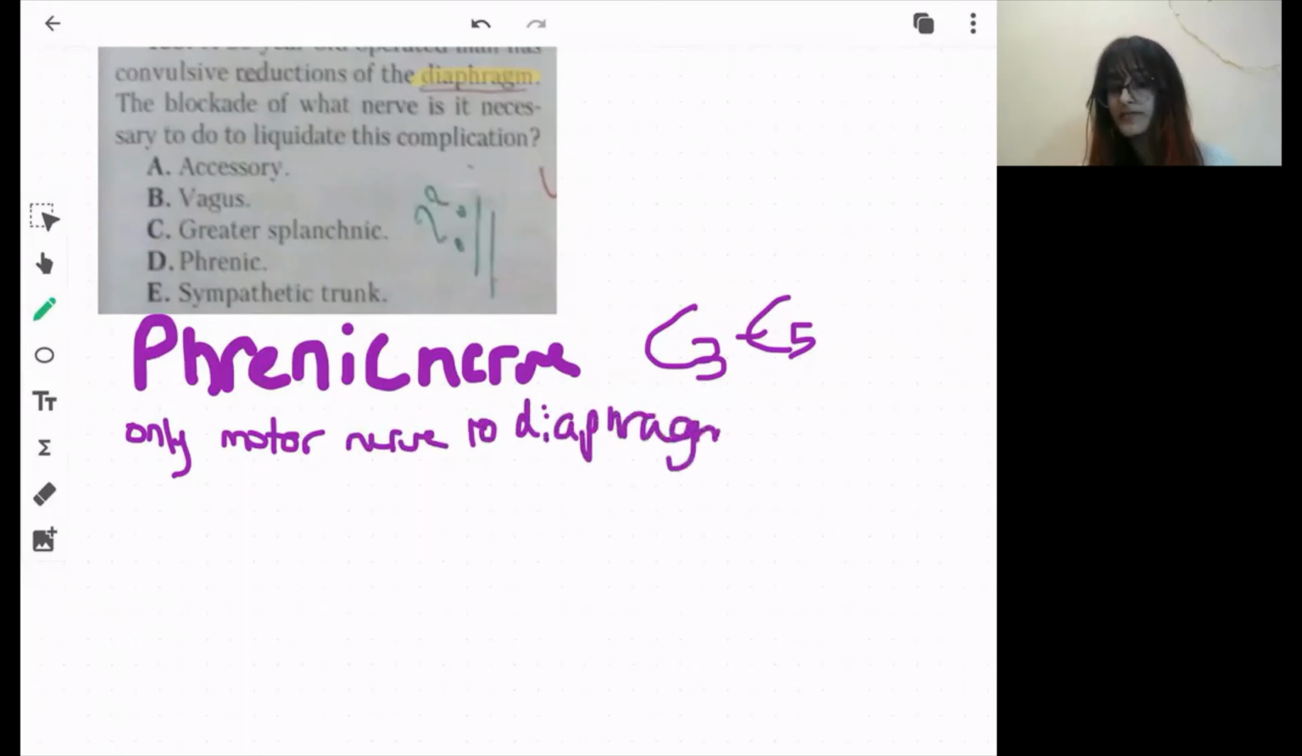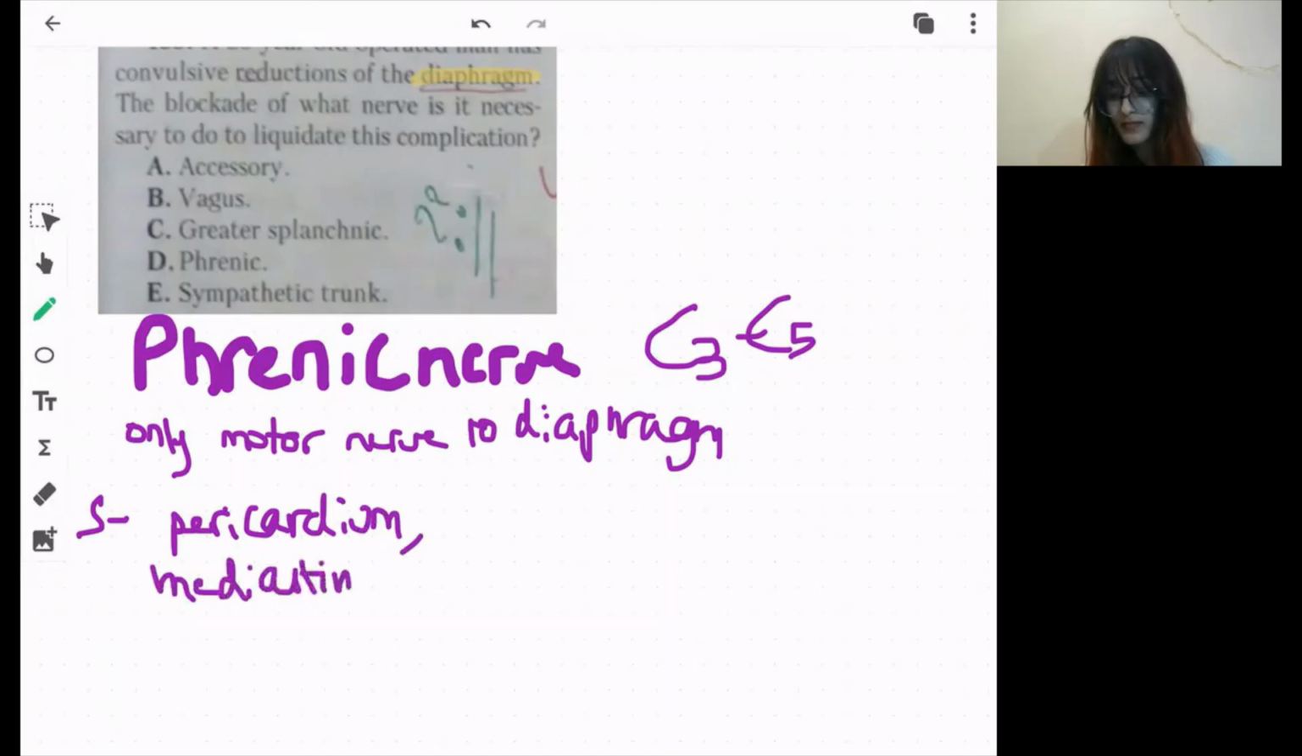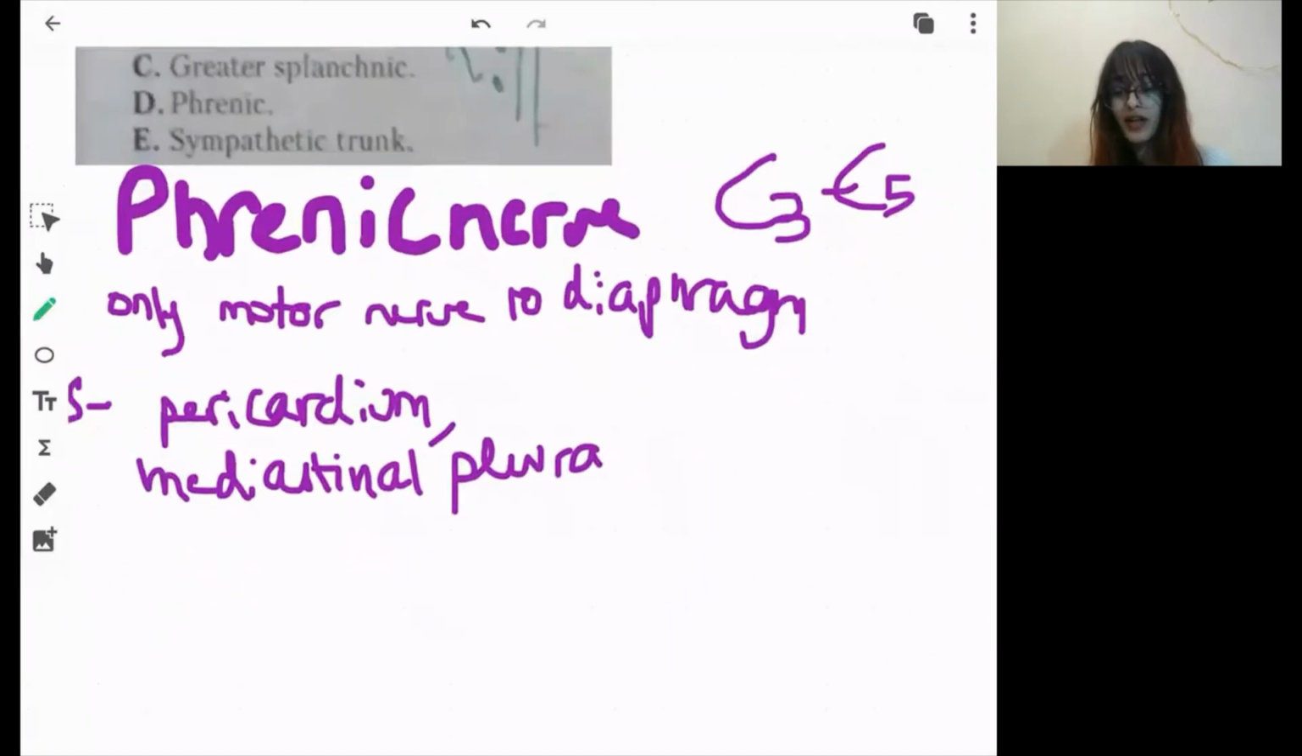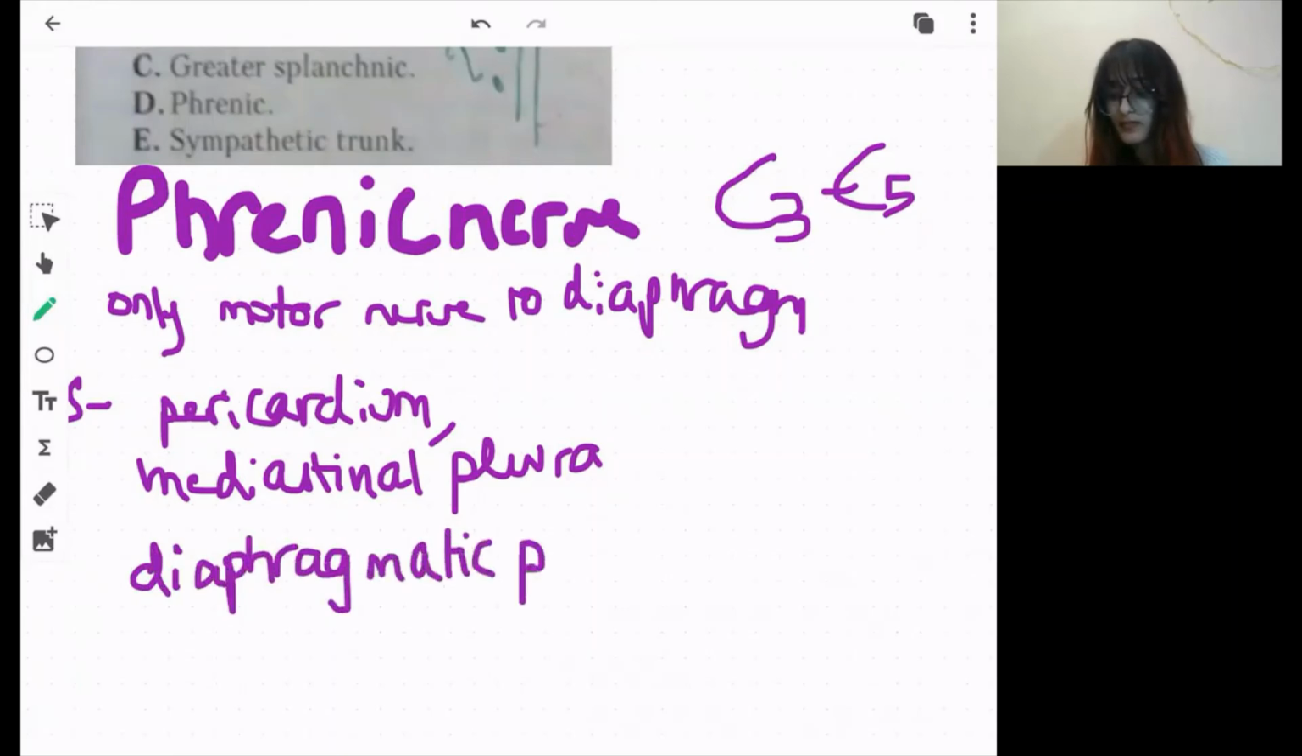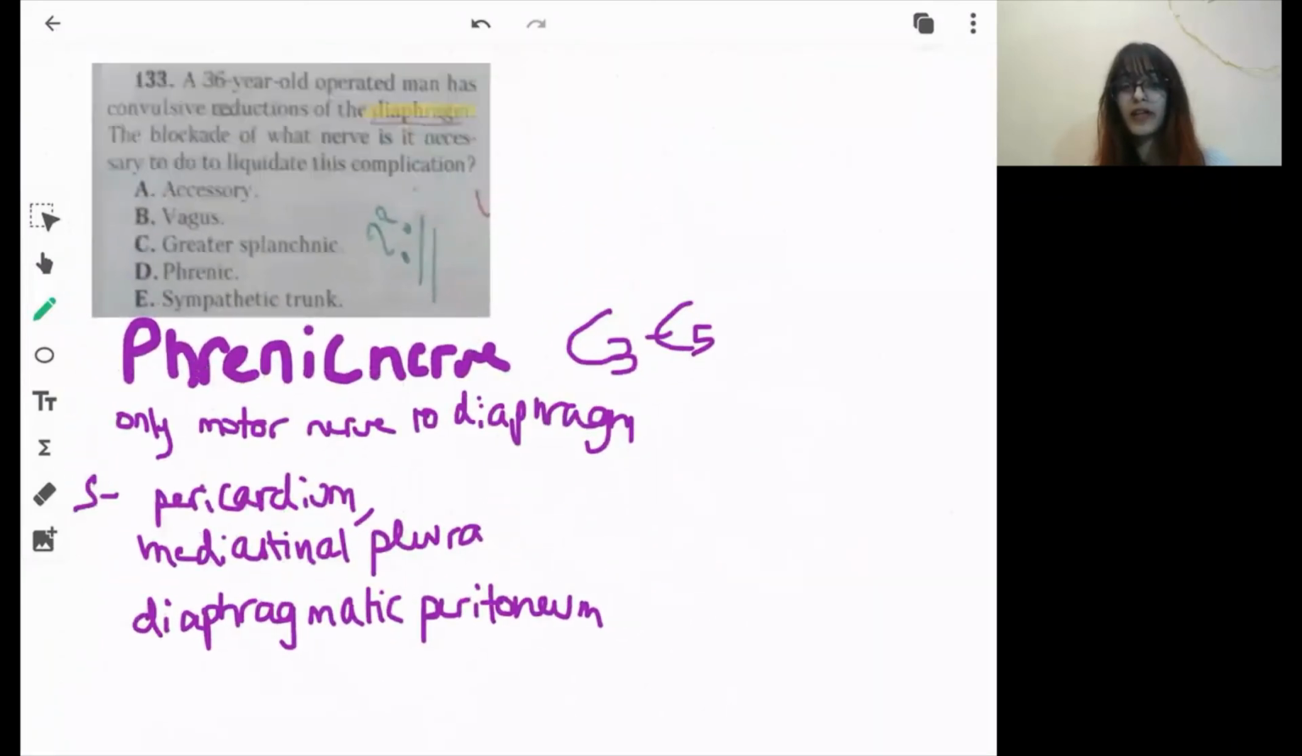And what are its sensory fibers? They supply the nearby structures, that is, they supply the pericardium. They supply the mediastinal pleura. And they also supply the diaphragmatic peritoneum. And if you remember, these are its sensory and the motor is only to the diaphragm.